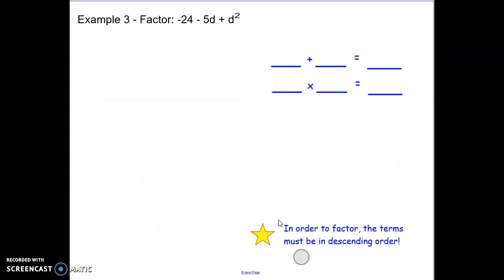So example 3 is a little bit different because we need to reorder it. It's not in descending order. So in descending order, we put the squared term first, the regular term in the middle, and then the constant would go at the end. So d squared minus 5d minus 24. Now we can go through and do the same process as before. So go ahead, I'd like you to try it and see if you can do this one on your own.